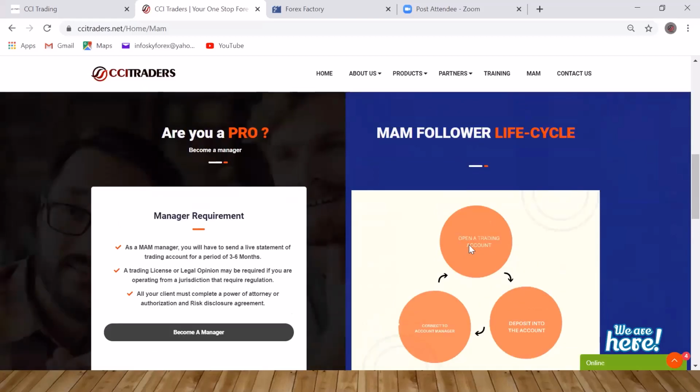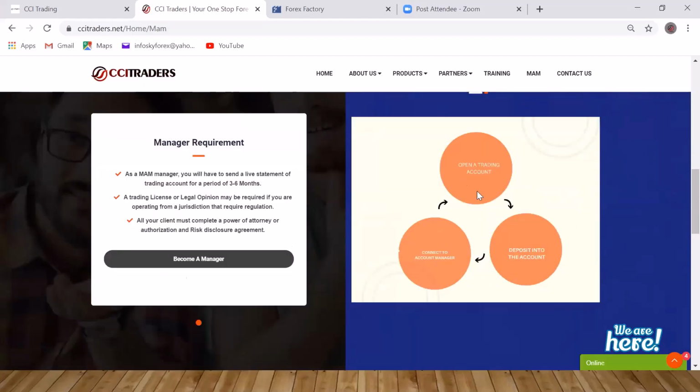So what you have to do is open your account. If you don't have an account, you can open an account, deposit to your account, and connect your account to a MAM manager. For you to be a MAM manager, you must send a statement of account covering 3 to 6 months, not a bank statement, but a trading account statement that shows you're a very good trader. A trading license or legal opinion may be required if you are operating from a jurisdiction that requires regulation. All your clients must complete a power of attorney or authorization and a risk disclosure agreement.